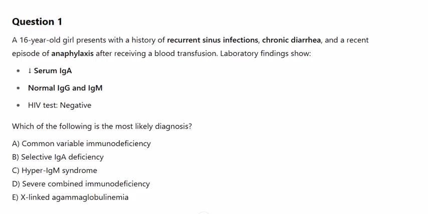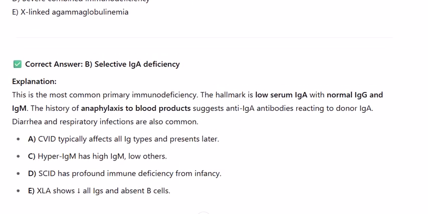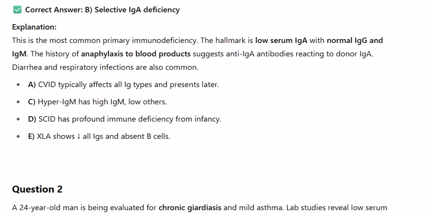A. Common variable immunodeficiency. B. Selective IgA deficiency. C. Hyper IgM syndrome. D. Severe combined immunodeficiency. E. X-linked agammaglobulinemia. Correct answer B. Selective IgA deficiency. Explanation: This is the most common primary immunodeficiency.